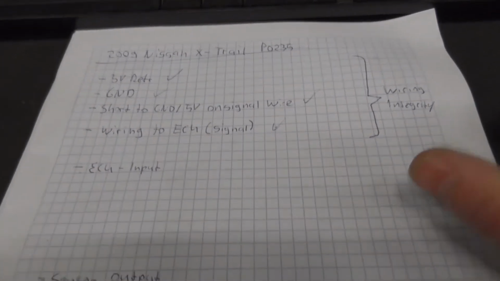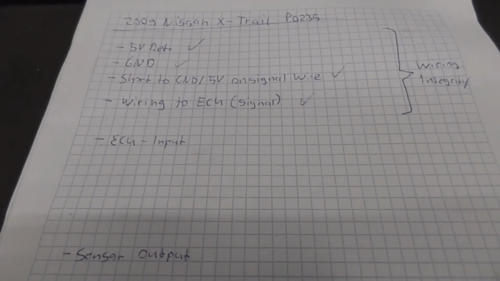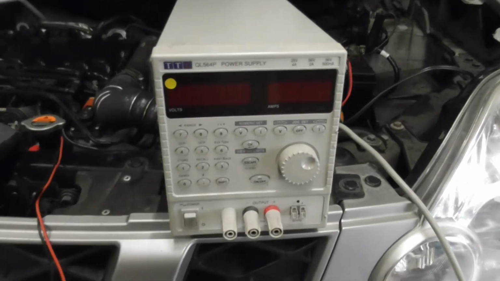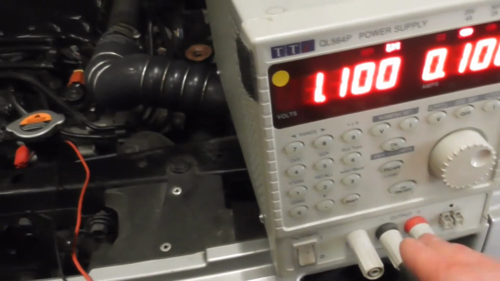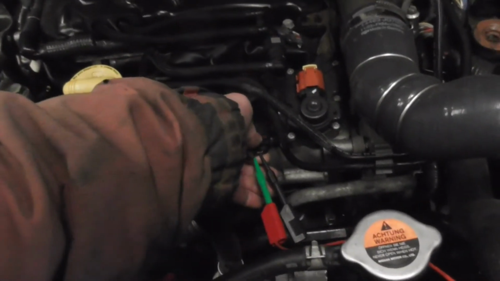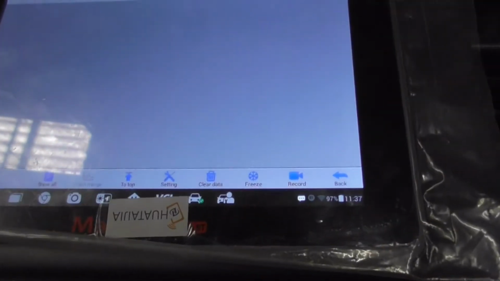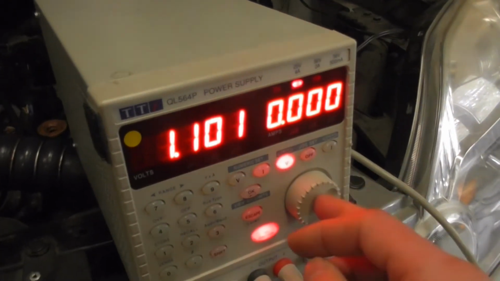Now next I want to check the ECU input. I will try to simulate the sensor output signal with my power supply here. This is a high precision power supply. Let's do this. Unplug the sensor for sure, so that I don't destroy it with overvoltage. Low risk, what I want to do. Good. Now slowly raise the voltage and let's see what the ECU does.